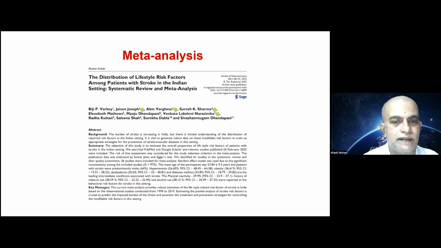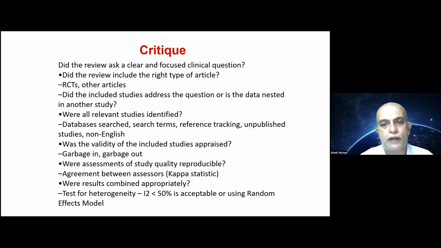evidence rating is? For example, I randomly picked up this meta-analysis published in 2023, distribution of lifestyle risk factors among patients with stroke in the Indian setting. It is a systematic review and a meta-analysis. So, what you should carefully think about when you try to understand a meta-analysis, before you contest the conclusions, you should look at the following questions.